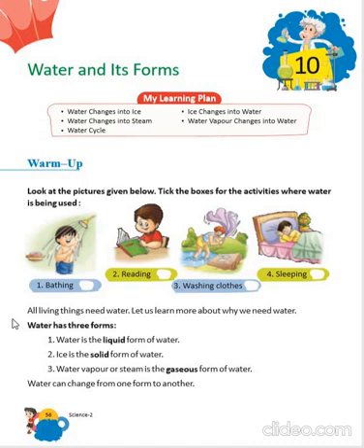We all human beings need water. Without water, we cannot survive. Do you know that water has three forms? Water is the liquid form of water. Ice is the solid form of water. Water vapor or steam is the gaseous form of water. So, water can change from one form to another.